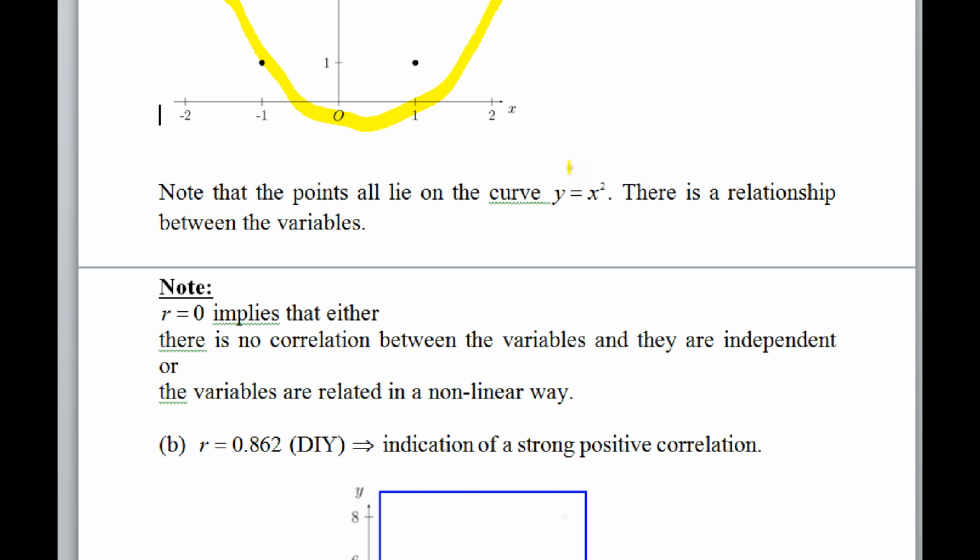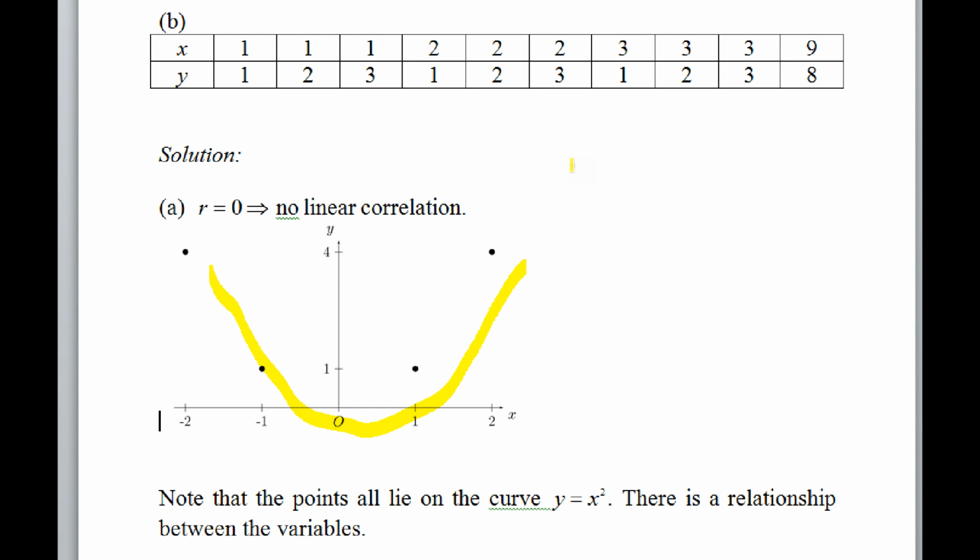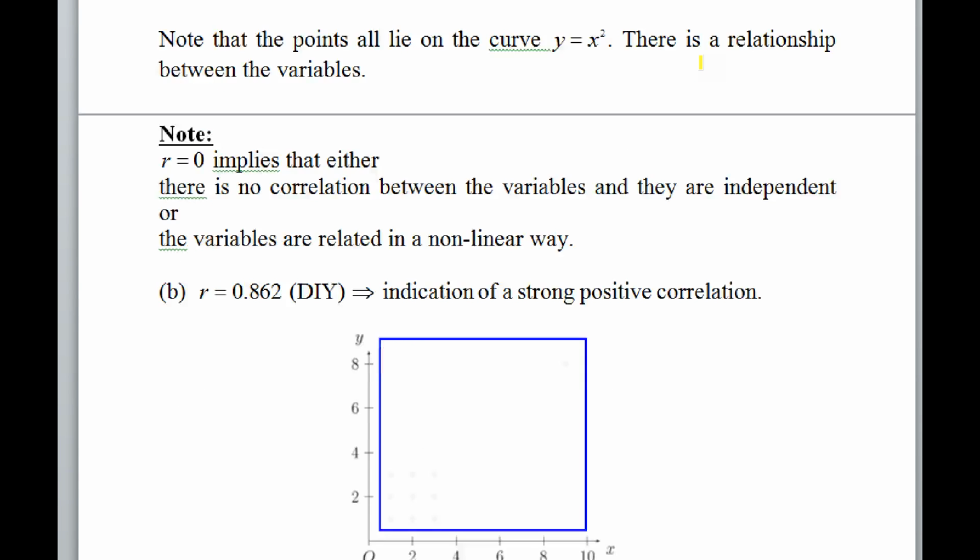Okay, let's take a look at part B. You have this set of data. I'm not going to ask you to go through the exercise to find R, you have done it once. If you go through the exercise on your calculator, you will get 0.862, which is a very strong indication of a positive correlation. Then we are not about to stop there. We draw a scatter plot. If you really do a scatter plot, you look at the data, this is what you see.